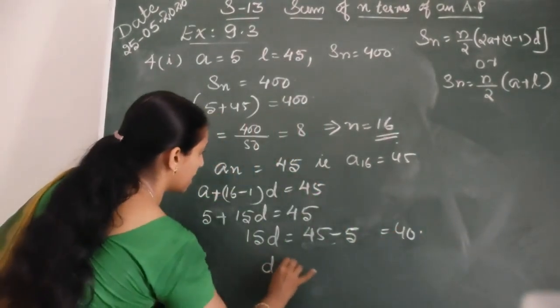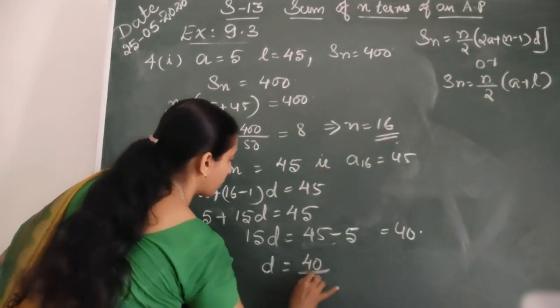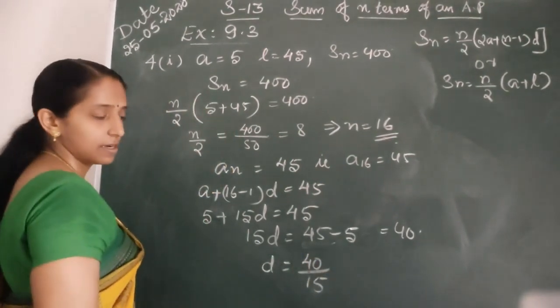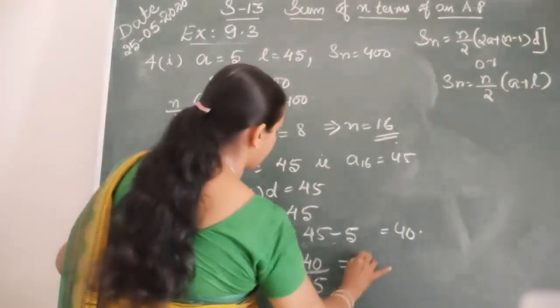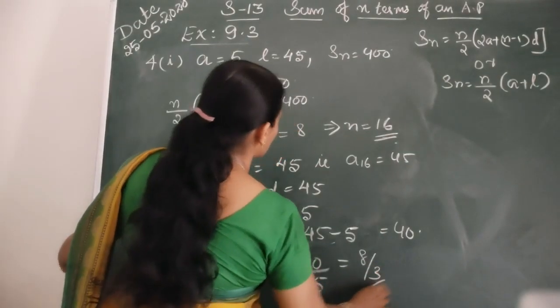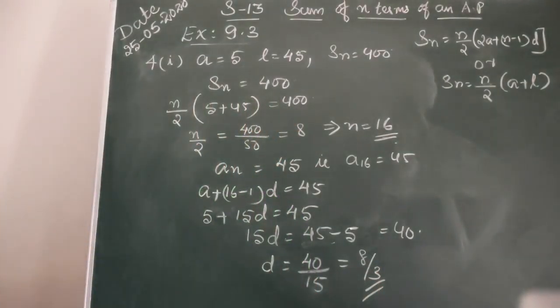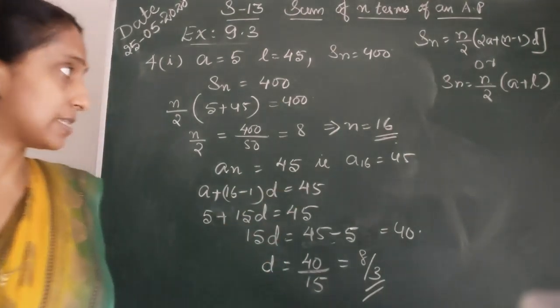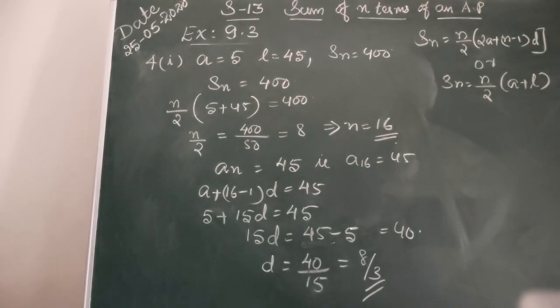Therefore, d will be equal to 40 upon 15. What will you get? d equal to 40 upon 15 means 8 upon 3. So d we are getting as 8 upon 3. So we got the number of terms n as 16 and d as 8 upon 3. Note down.